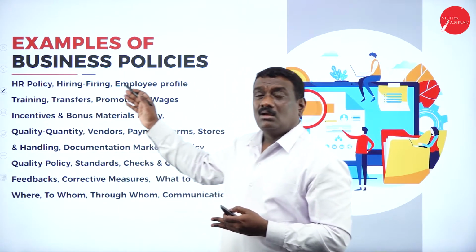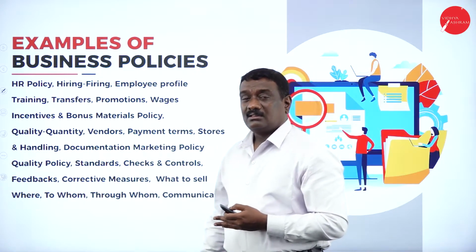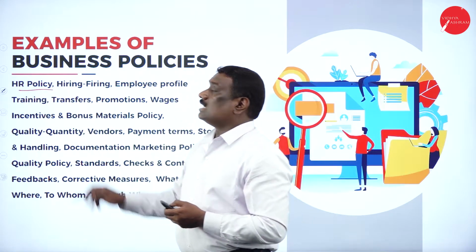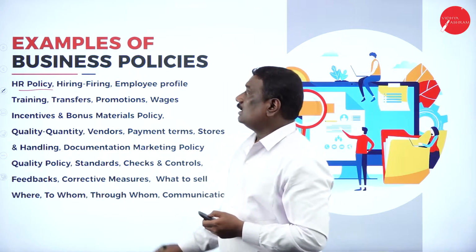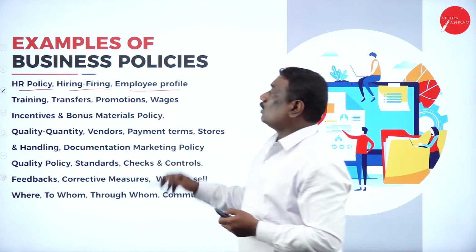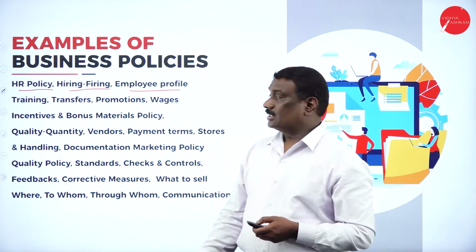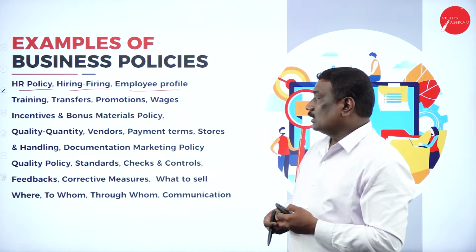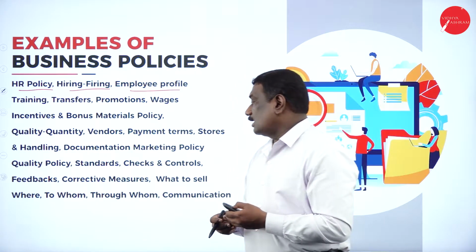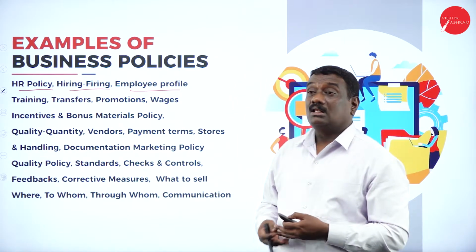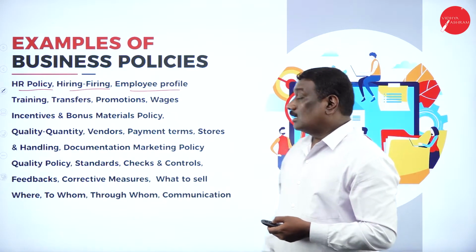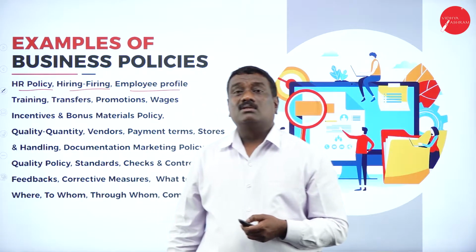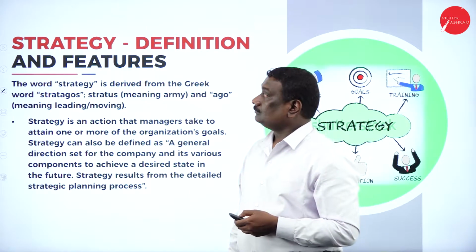Now let us see what the examples of business policy are. You can see here the HR policy, then HR hiring, employee training, transfers, promotions, then vendors, payment documentation, then quality policy, then corrective measures to be taken, what to sell, to whom to sell, when to sell, how to sell. All these are important examples of business policy.